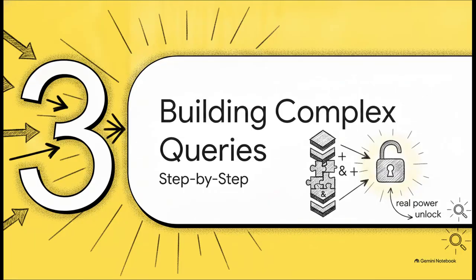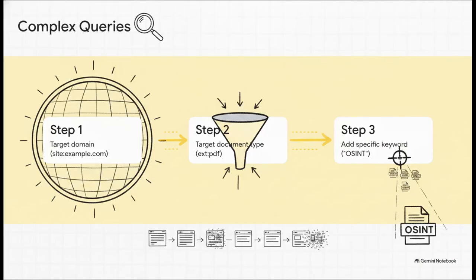Moving right along to Section 3, Building Complex Search Queries, Step by Step. This is where it gets really fun. By using progressive disclosure, we can stack multiple operators together to build an ultra-specific filter. We start broad and we narrow it down.